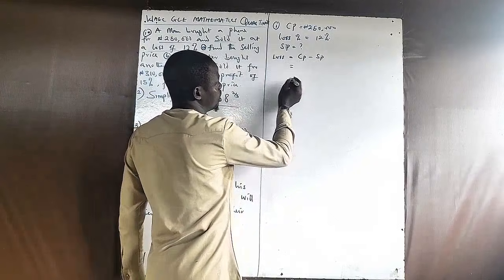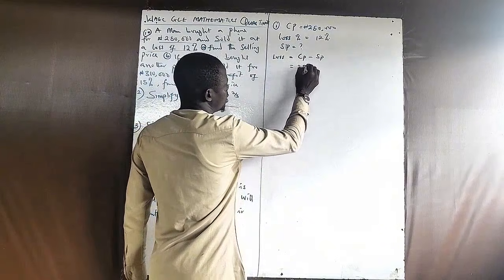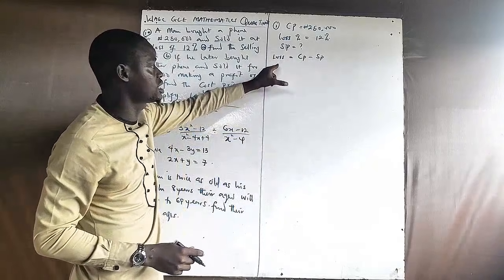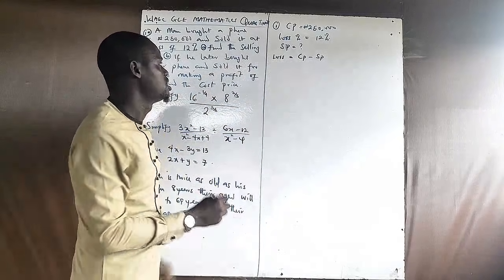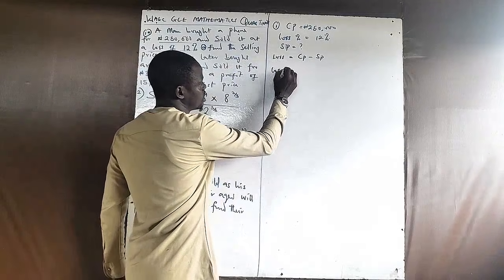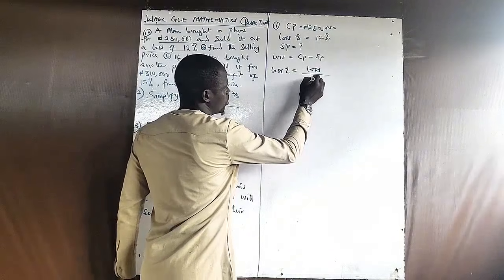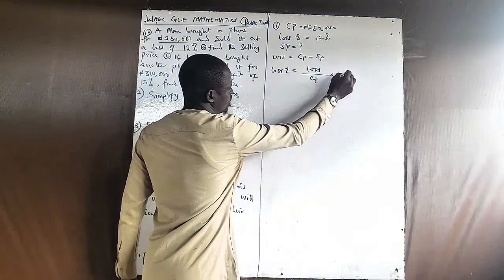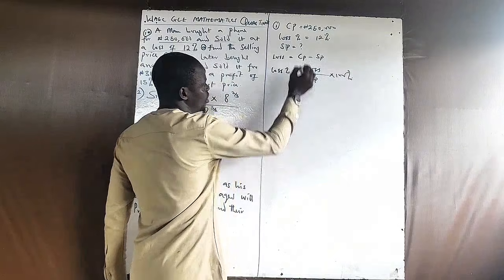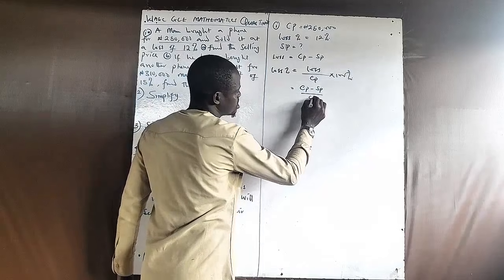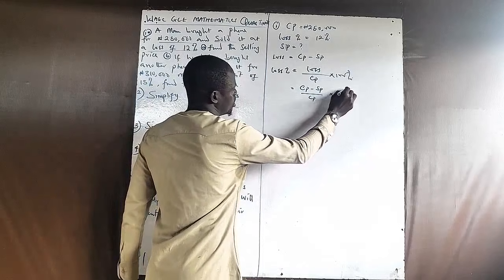Now let's calculate the loss. The cost price is 250... okay, sorry, we don't have the selling price here. We have to find the selling price. We are given the loss percent. Now loss percent can be gotten as loss over cost price times 100%, whereby my loss is CP minus SP, over CP, times 100%.